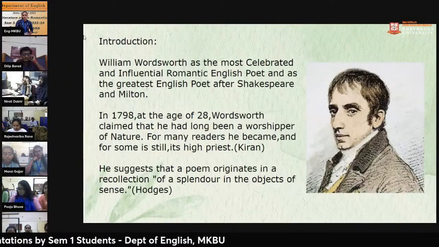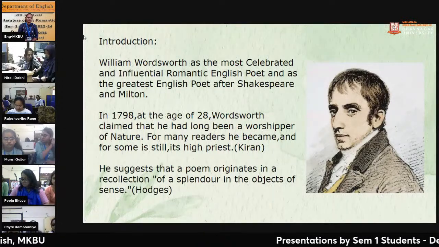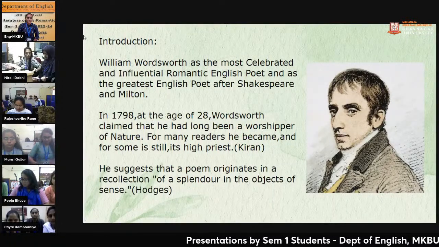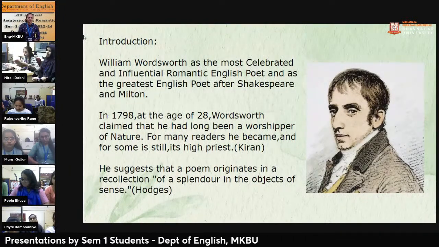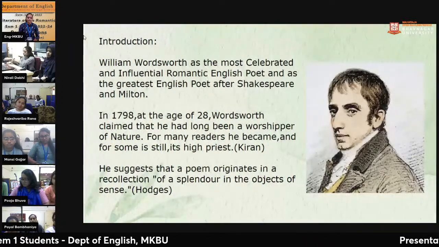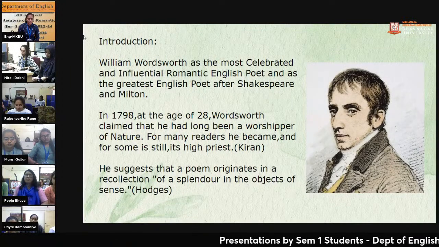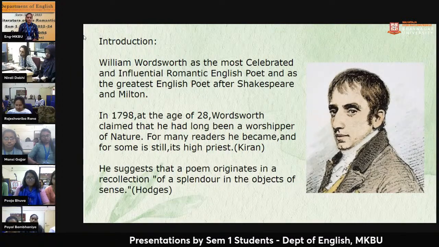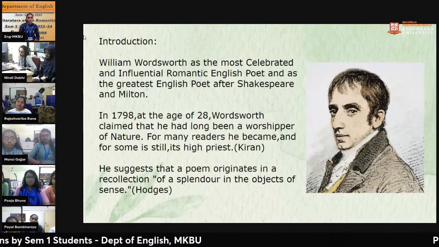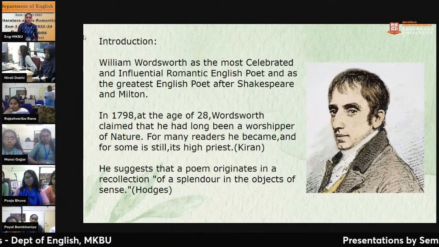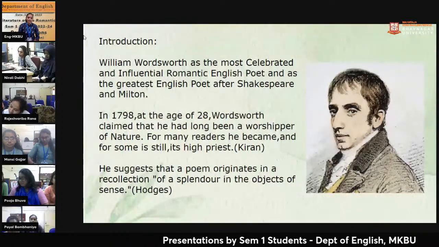Here is the introduction of the poet William Wordsworth, the most celebrated and influential Romantic English poet, and the greatest English poet after Shakespeare and Milton. In 1798, at the age of 28, Wordsworth claimed that he had long been a worshipper of nature. He himself said he is a worshipper of nature, and he wrote admirably about nature and the elements of nature. We can call him a high priest.